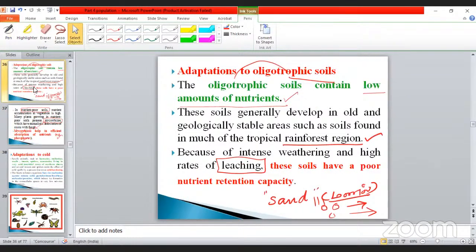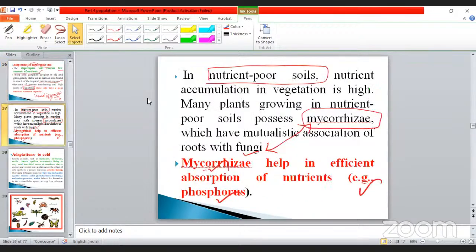Adaptation of oligotrophic soil. Oligotrophic soil, what is the meaning? The nutrition will be very less in nature. So the fungi also grow in that particular area, so the plant can absorb the water molecules and nutrition through one specialized root structure called mycorrhiza. Particularly the phosphorus is very, very important. It is also one of the NEET questions, my dear. From the NEET point of view, note it down. Okay, my dear.